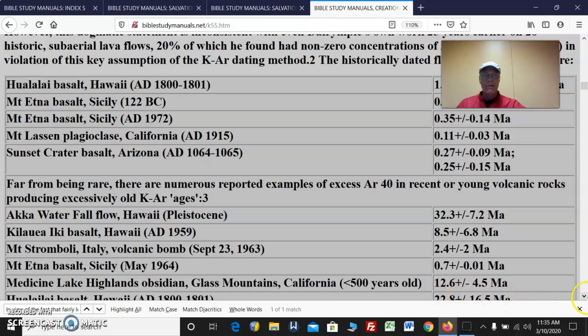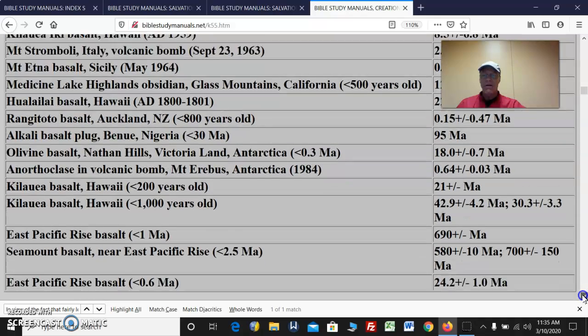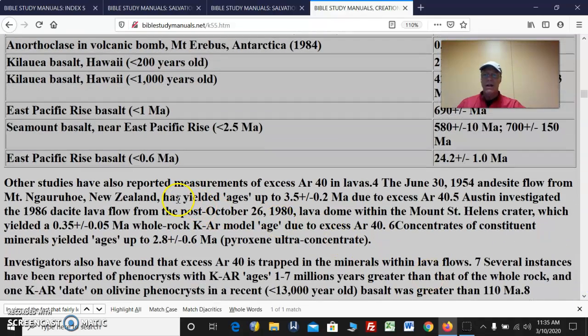All these different, 25 of them, vary so considerably. Other studies have also reported measurements of excess argon-40 in lavas. The June 30, 1954 andesite flow from Mount Ngauruhoe in New Zealand has yielded ages, so-called ages, up to 3.5 million years due to excess argon.